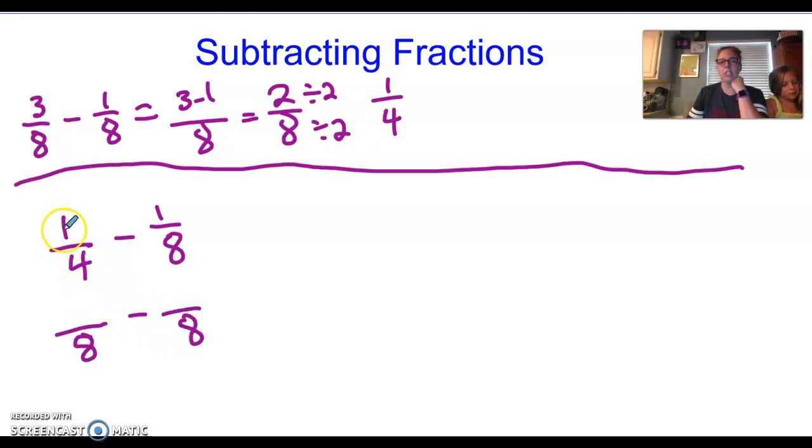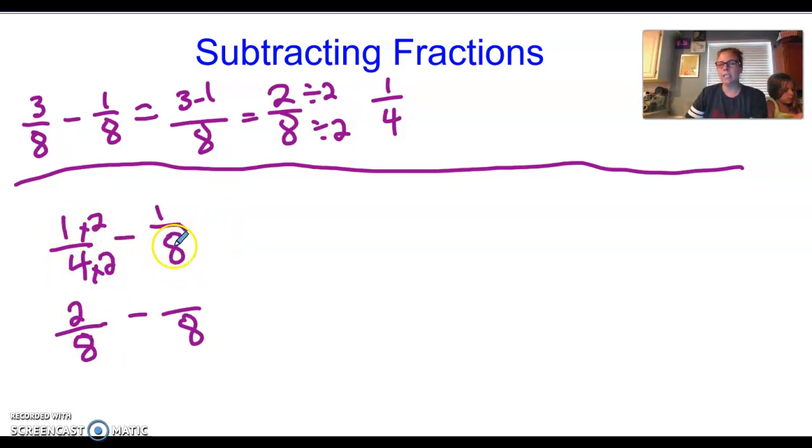Okay? But then we have to change this. We have to say 4 times what gave me 8? Well, 4 times 2 gives me 8. And then 1 times 2 gives me 2. This number has to be the same because we didn't really change the value any. Okay, because 2 over 2 is just 1. So 1/4 times 1 is just 1/4. So we didn't really change the value. These are the same fraction. They're just written differently. 1/4 and 2/8, they're the same.